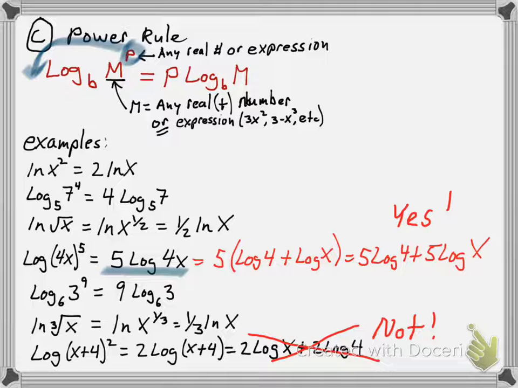You need to very much look at the difference. Can I take the 5 and multiply it to the 4 and then use my multiplication rule? No. But I can use my multiplication rule, and then I have a 5 out here that can be distributed. So it's a subtle difference, but it's huge. So be very careful and very aware of that when you do your homework.